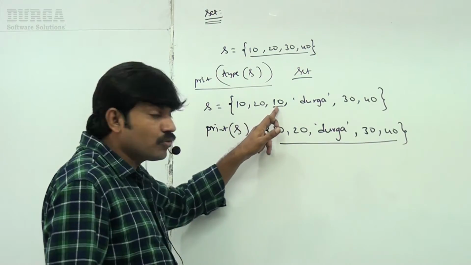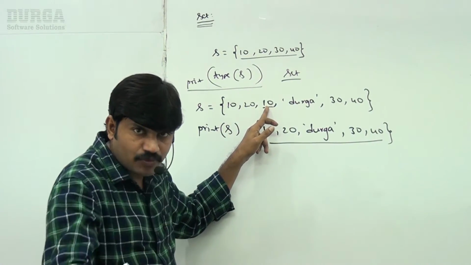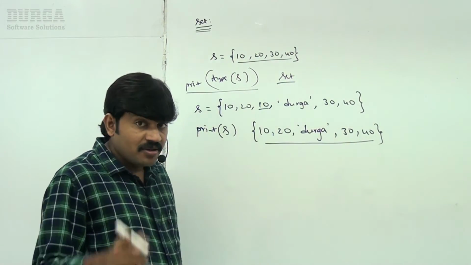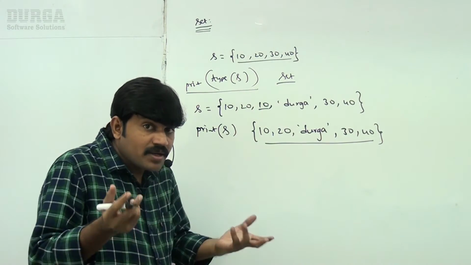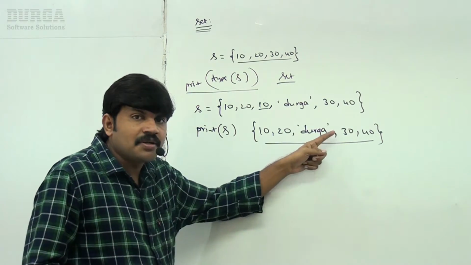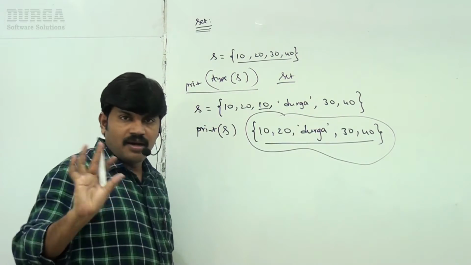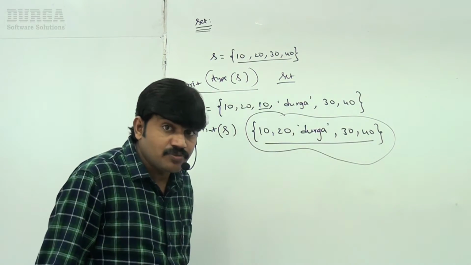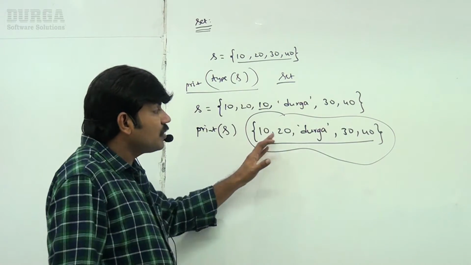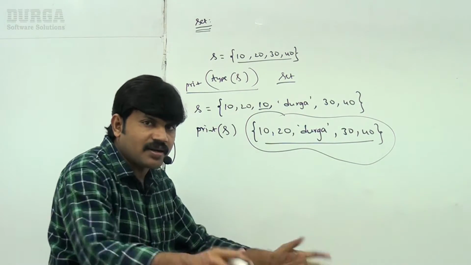Even if you try to add an element 2 times, it's always going to be considered only once. Duplicates are not allowed. But what is the output? These are the elements, but I can't give a guarantee for the order. In the case of a set, order-wise, we can't give the guarantee. So these elements will come, but in which order, I don't know.